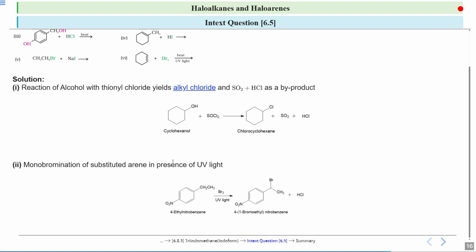So in the second reaction, the bromination of a substituted arene in the presence of UV light, you will get 4-(1-bromoethyl) nitrobenzene as your major monohalo product. Okay.